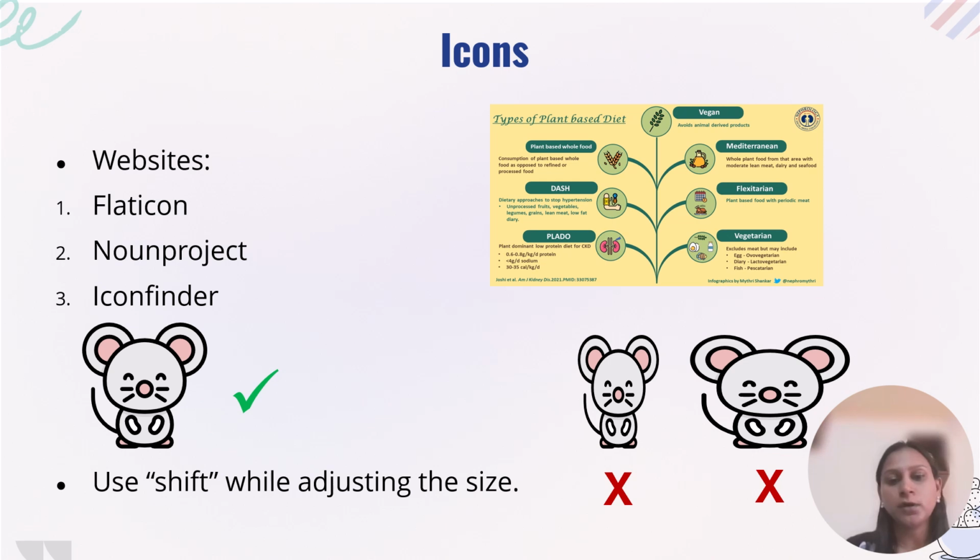And whenever you're inserting an icon, you have to make sure that you don't compress it too much, or stretch it or expand it too much. You have to reduce or increase the size proportionally. For that, you have to use the shift button whenever you are adjusting the size of the icon. So we will be demonstrating this.